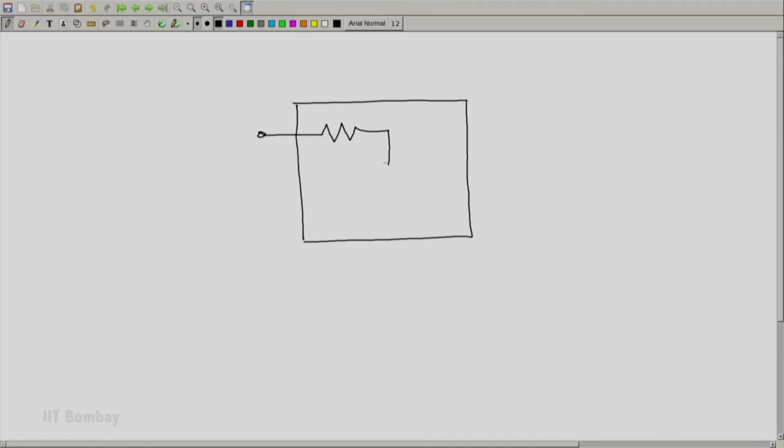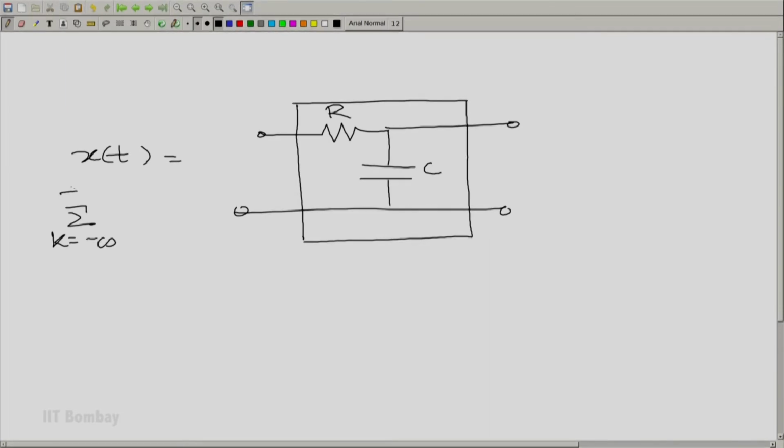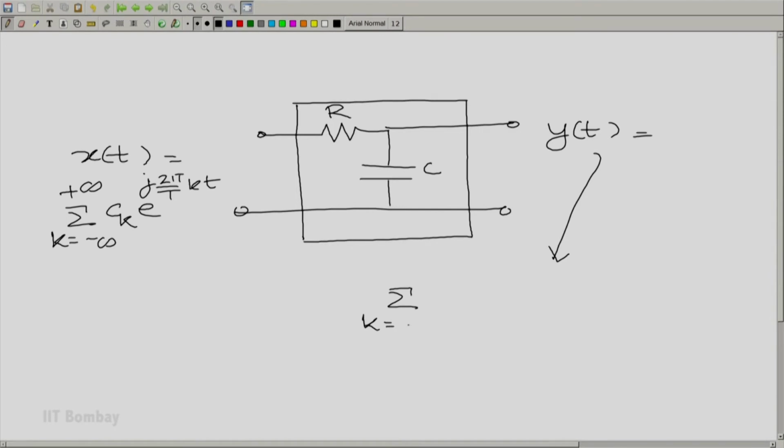So, we have the same RC circuit, and I apply the general periodic x(t) here, x(t) which is summation k going from minus to plus infinity, Ck e raised to the power j 2 pi by T k t, and I know what the output y(t) would be. The output y(t) would simply be summation k going, let me write it here, it is a little longer expression. So, in fact, you see something very interesting.